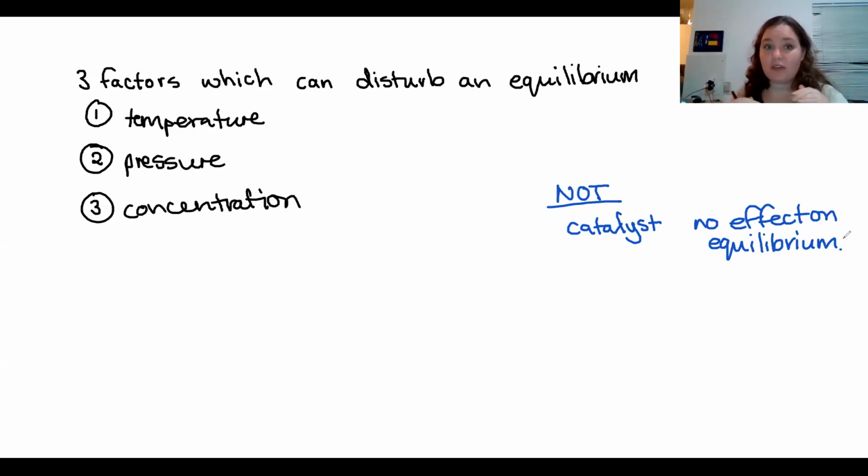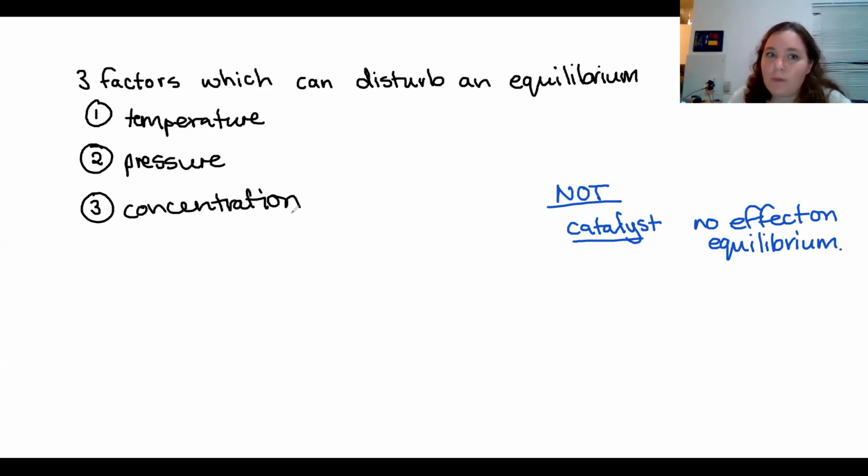But a disturbance to equilibrium will favor one reaction over the other. If you remember our definition at the beginning, chemical equilibrium is where the rate of the forward equals the rate of the reverse. If one is faster than the other, they're no longer in equilibrium. We can no longer say we've got an equilibrium because they're not equal, all right? So a catalyst will have no effect on the equilibrium.